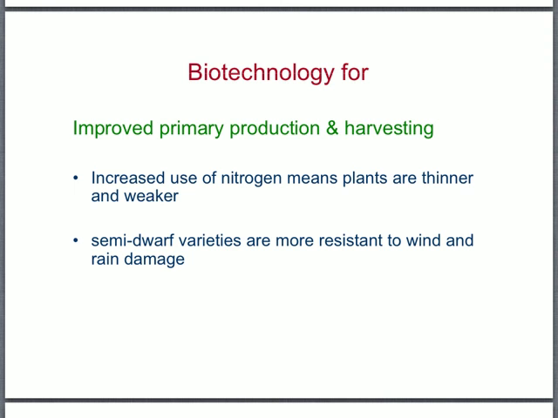Biotechnology is widely used in primary production and harvesting because once changes are made here, they can be permanently used without ongoing costs. So the setup costs might be more, but ongoing costs are good. One of the problems that's occurred in agriculture is that the increased use of nitrogen means that plants are thinner and weaker, so they fall over, making it very difficult to harvest and causing yield losses.